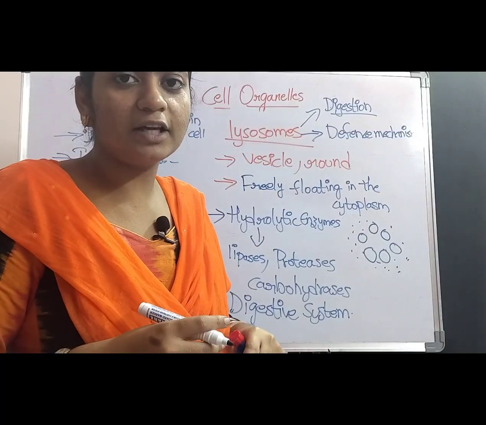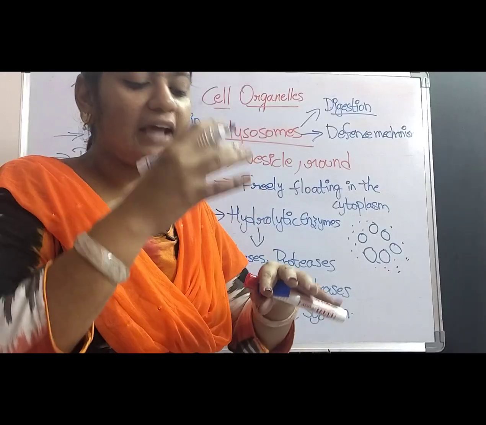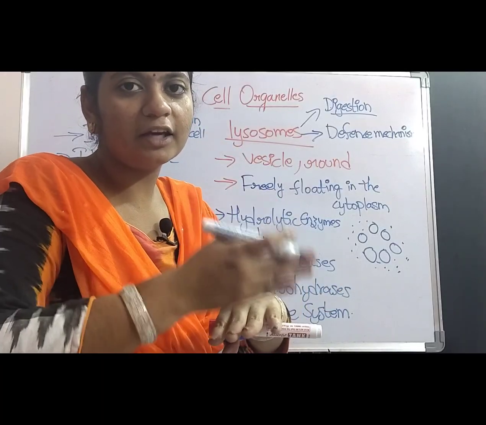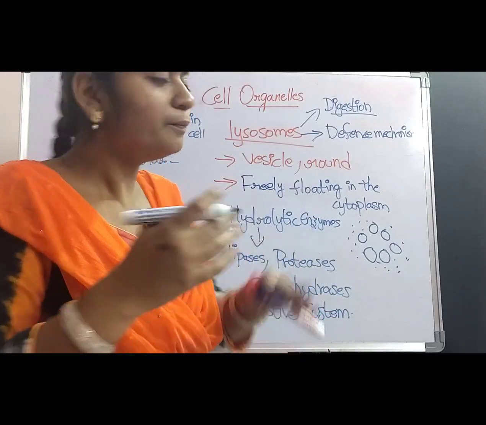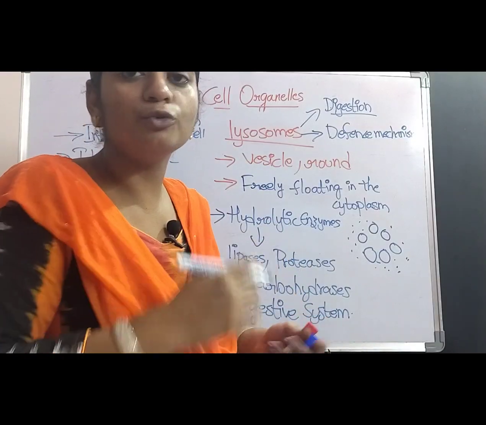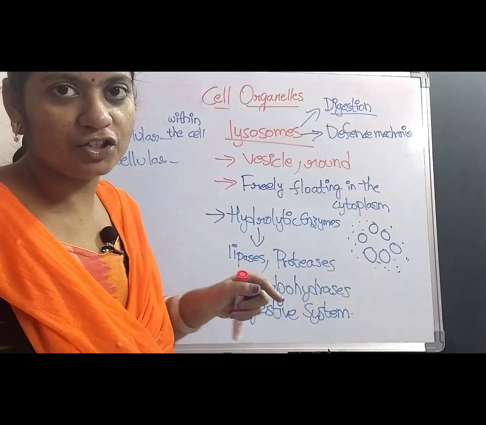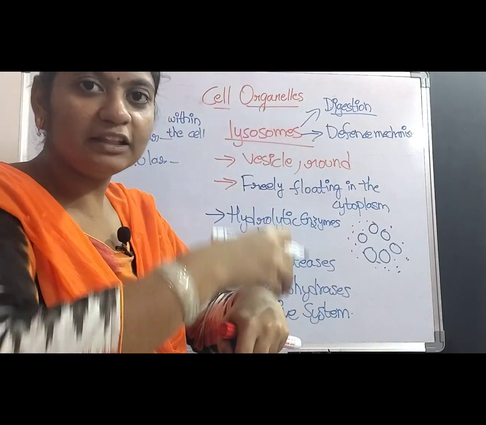What is the intercellular digestion? If any cell organelle gets damaged in the eukaryotic cell, the damaged cell organelle gets broken down by the lysosomes and those broken down pieces are removed from the eukaryotic cell by the lysosome. That is called intercellular digestion, the digestion which occurs within the cell.